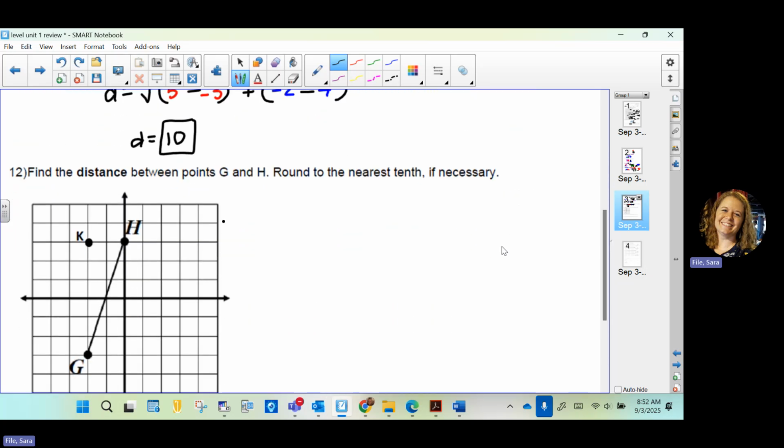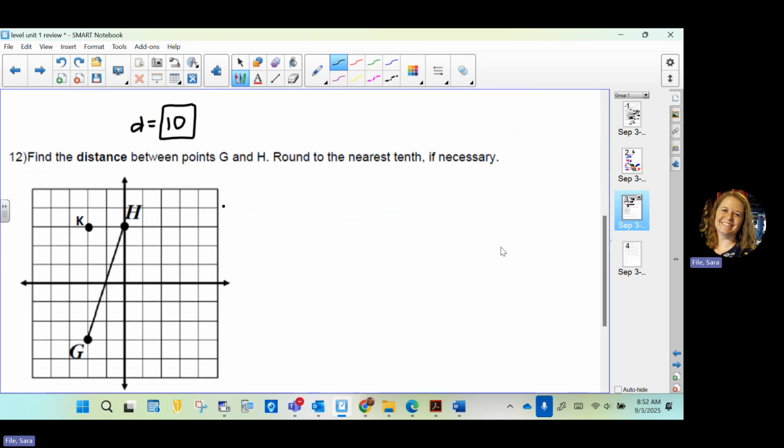Now in 12, I can do this graphically. It says find the distance between G and H. So if you plot your points, you can simply count your horizontal distance and your vertical distance. So what is that horizontal distance in red? How many apart are those? 2. The vertical distance in blue, 1, 2, 3, 4, 5, 6.